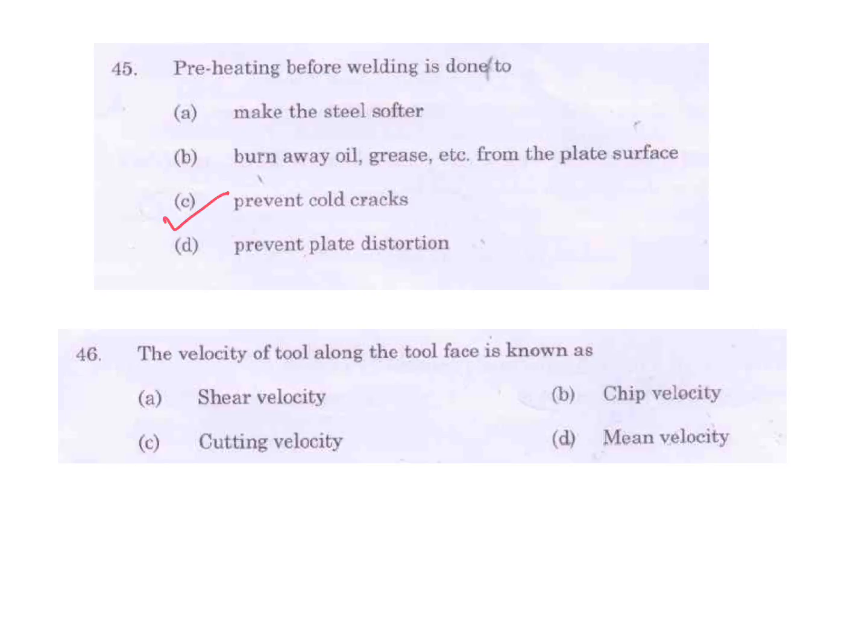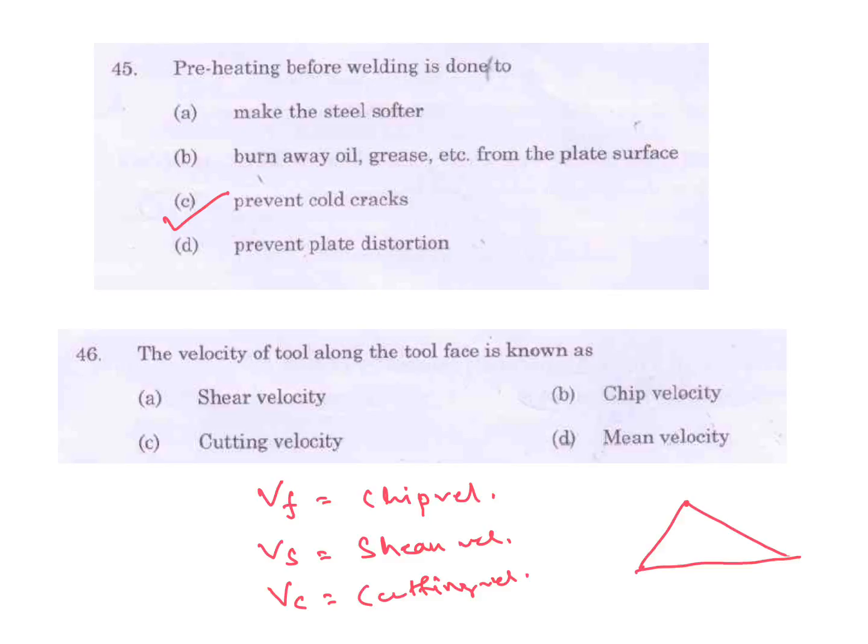The velocity of tool along tool face is known as, already discussed in my previous video: it's VF, chip velocity; shear velocity, VS; VC, cutting velocity. The triangle also already discussed: BC, BF, BS, 90 minus gamma. Here also.